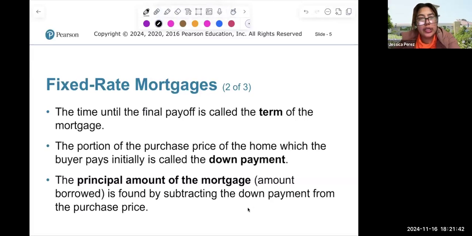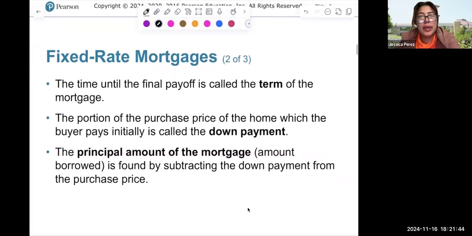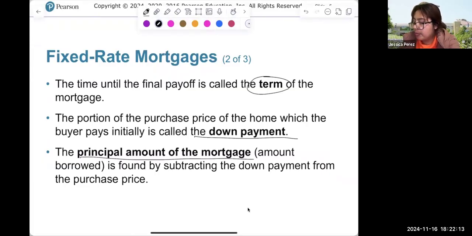With fixed rate mortgages, the time until the final payoff is called the term of the mortgage. The portion of the purchase price of the home which the buyer pays initially is called the down payment. The principal amount of the mortgage is found by subtracting the down payment from the purchase price. So the price minus the down payment is called the principal amount of the mortgage.